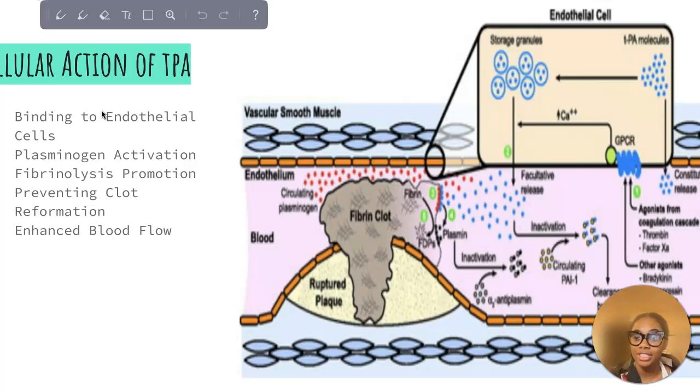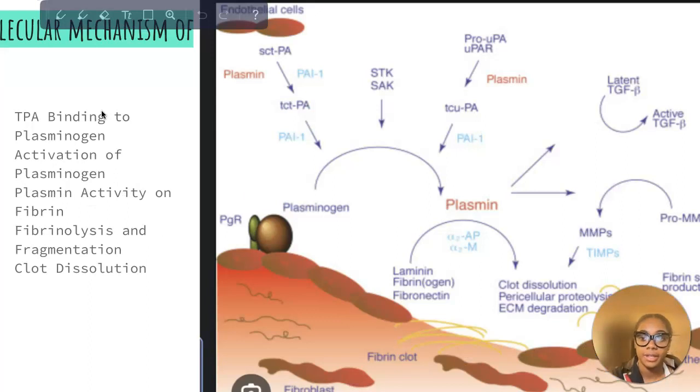The cellular action of TPA extends beyond its role in clot dissolution, involving interactions with endothelial cells to promote fibrinolysis and prevent clot reformation: binding to endothelial cells, plasminogen activation, fibrinolysis promotion, preventing clot reformation, and enhanced blood flow.